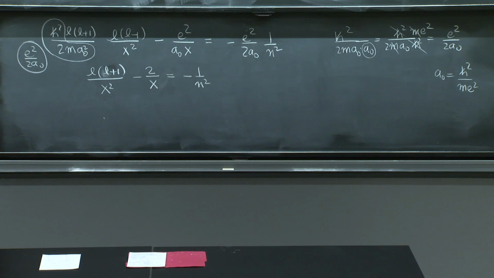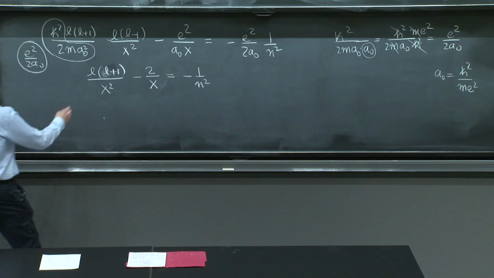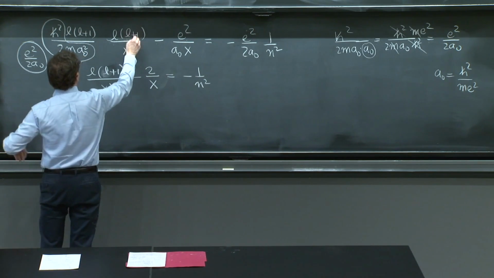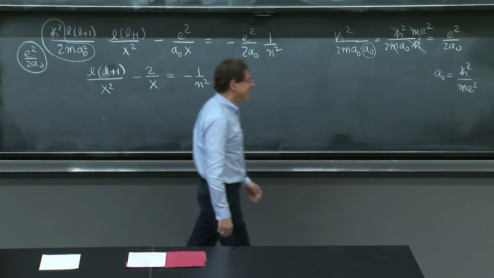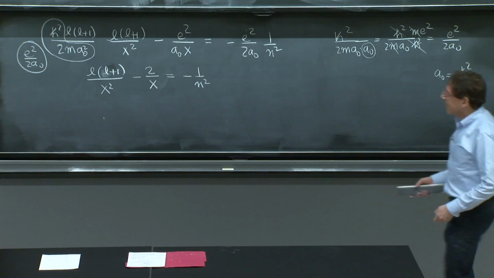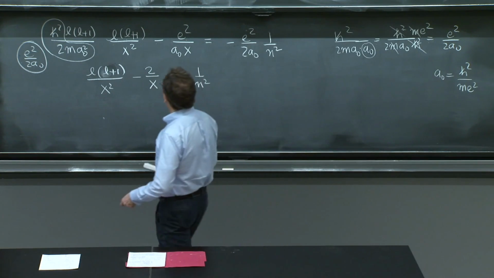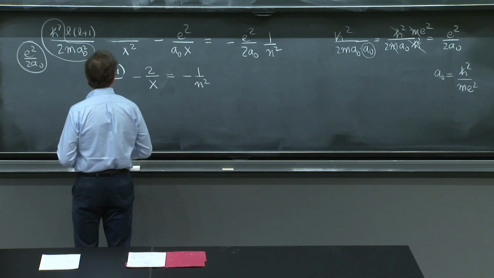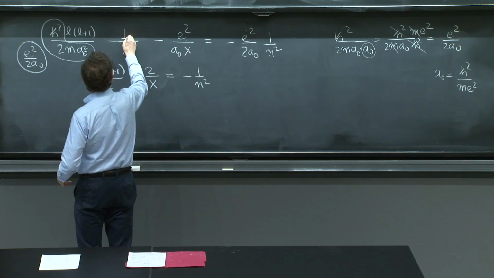Yes? Oh, there's no such thing. There's too many of them. Thank you very much. Yes. Too many. 1 over x squared. Thank you.